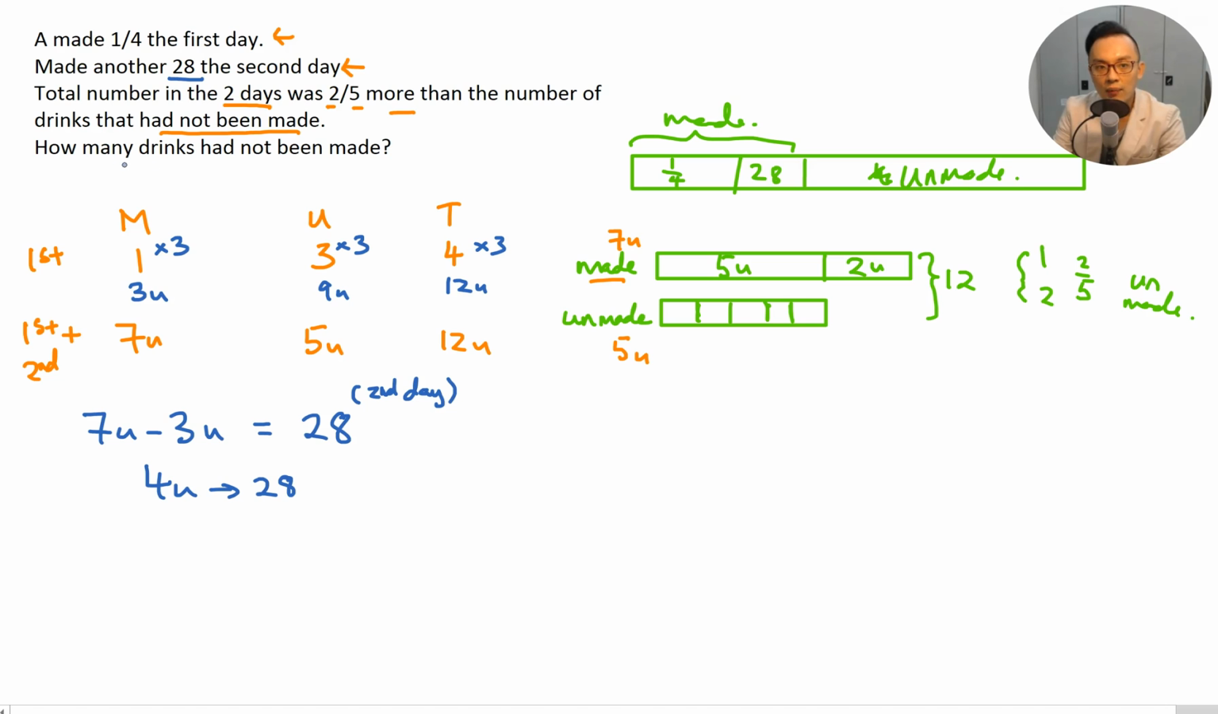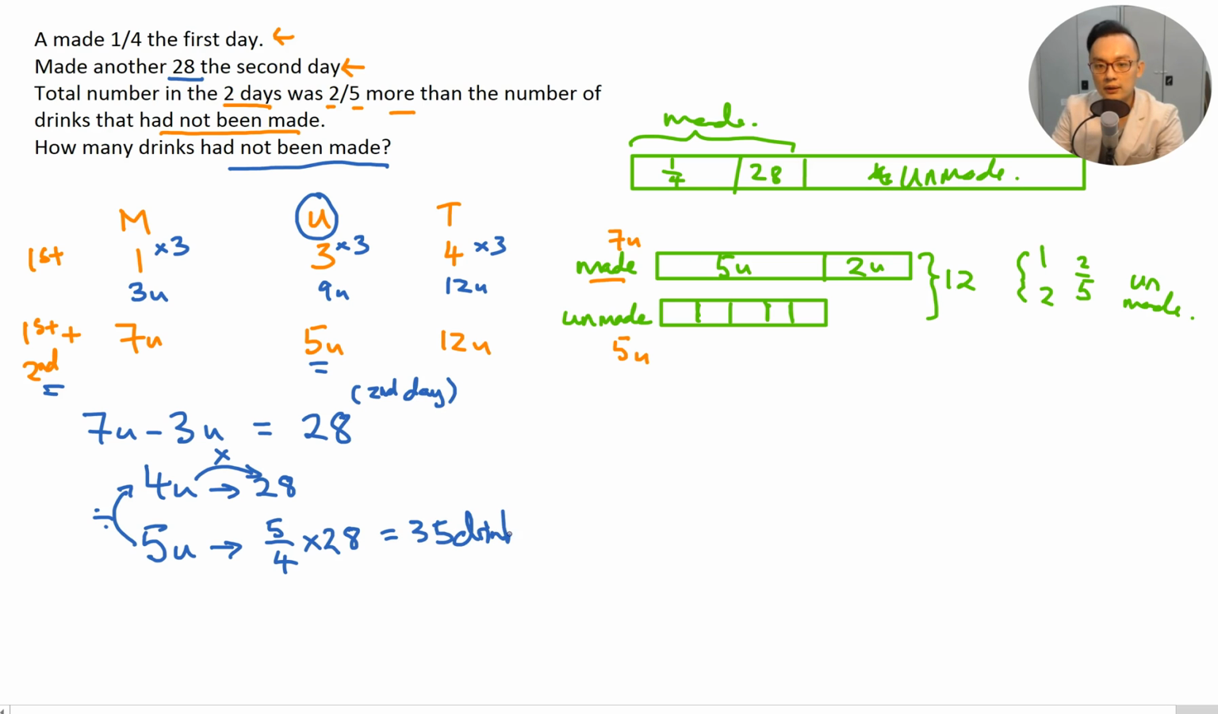And I want to know how many drinks had not been made after my first and second day. So I know my unmade drinks had not been made is 5 units. So 5 units is how much? So it's 5 divided by 4 times 28. So 5 divided by 4 times 28 equals 35 drinks.